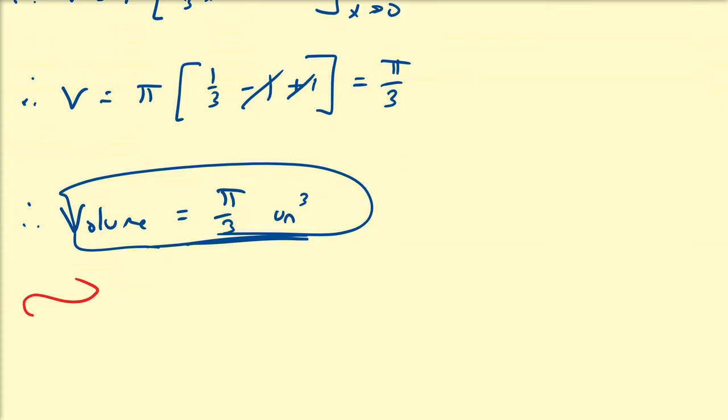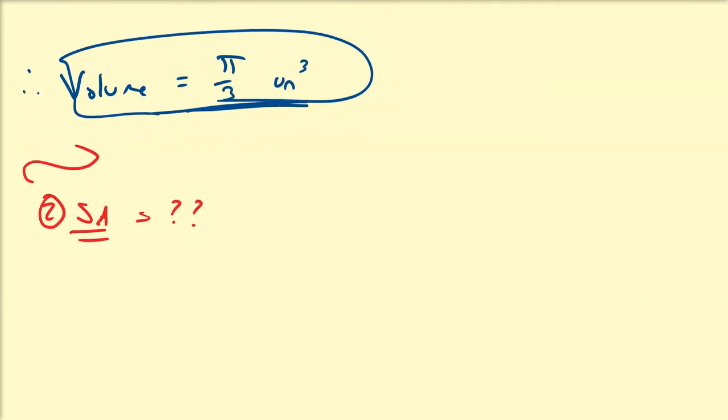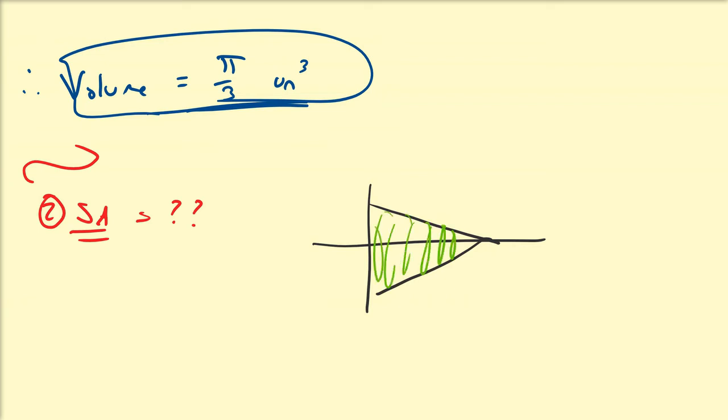So now let's answer the second question, the surface area. Let's consider the same exact solid again. So here are our cross sections. So what we want to know is the surface area of this object. So we're going to be calculating all of these pink lengths here. So what do we have?